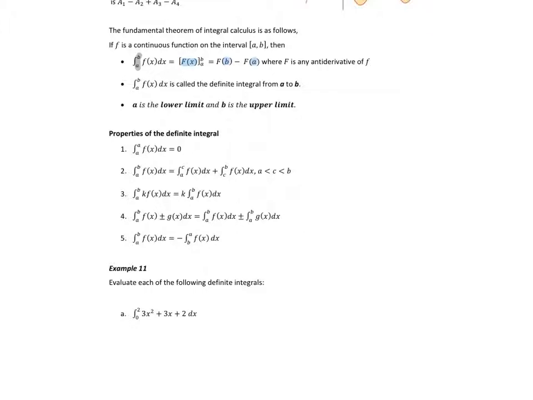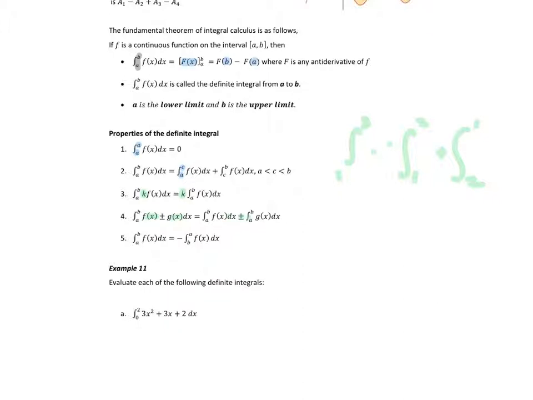And we've got a few properties here. Obviously, if the points are the same value, we just get F of a minus F of a, so we get 0. We can split up our interval. So for example, what that says there is that the integral from 1 to 3 is equal to the integral from 1 to 2 plus 2 to 3. If we have a constant inside the integral, we can bring it out the front. And if we have multiple functions, we just add and subtract them as we go through.